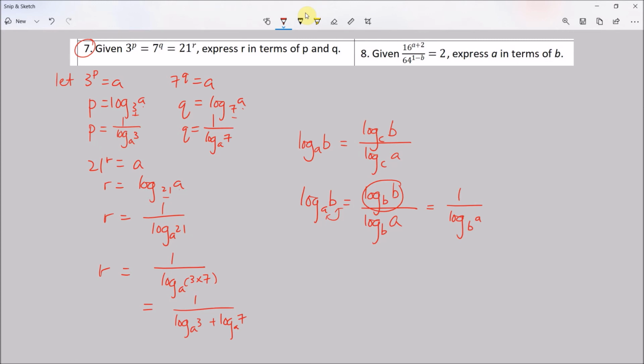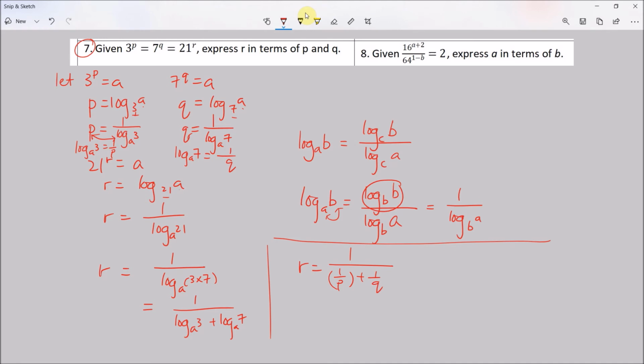Since log base A of 3 is this one, and this equals P, we can switch position between the P and this. We get log base A of 3 equals 1 over P. So this now becomes 1 over P. Same here, if I switch this, log base A of 7 equals 1 over Q.